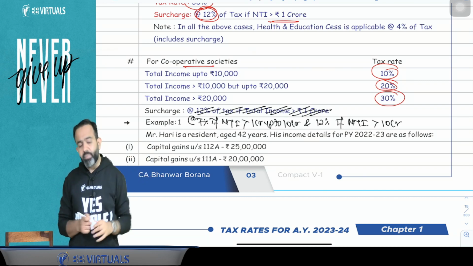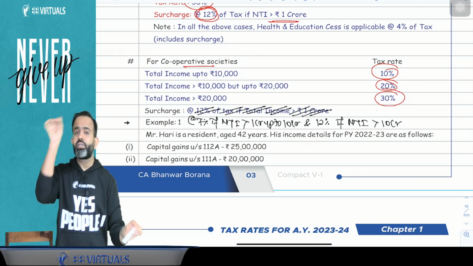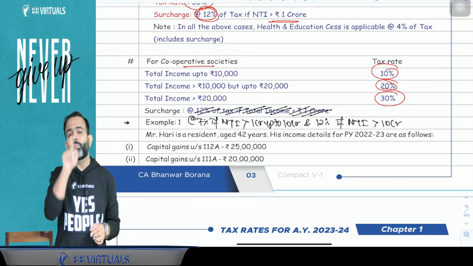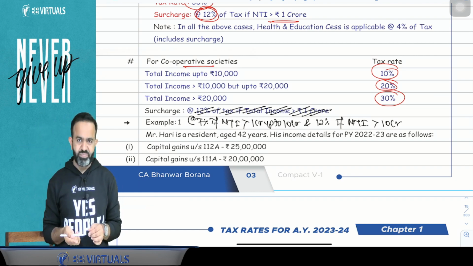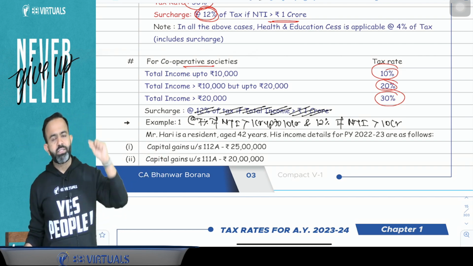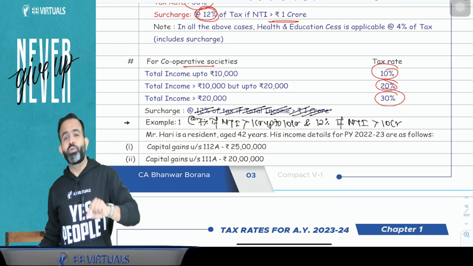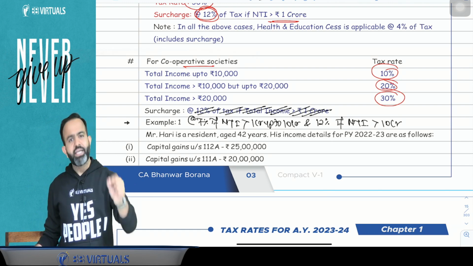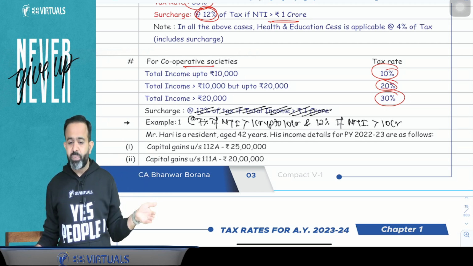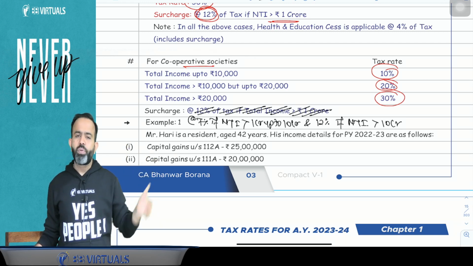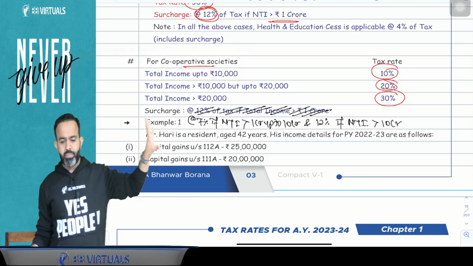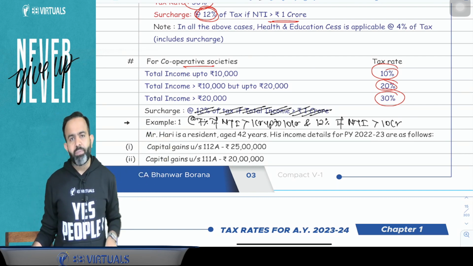And there is one amendment, and that amendment says that now in case of cooperative society, your surcharge will be applicable like a domestic company. And in case of domestic company, you know that surcharge is applicable at the rate 7% if your net taxable income is more than 1 crore up to 10 crore. And if total income is more than 10 crore, then surcharge is applicable at the rate 12%. So in the similar manner, on cooperative society also, surcharge will be applicable at the rate 7% or 12%.